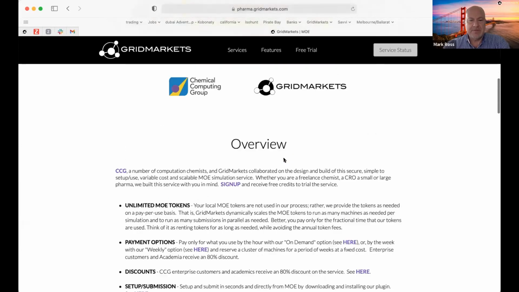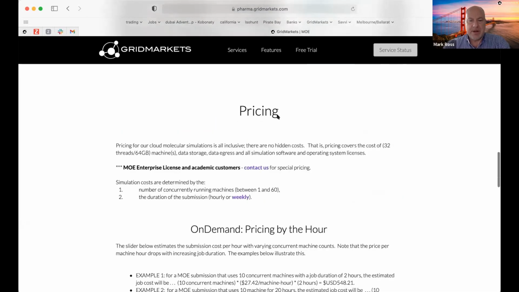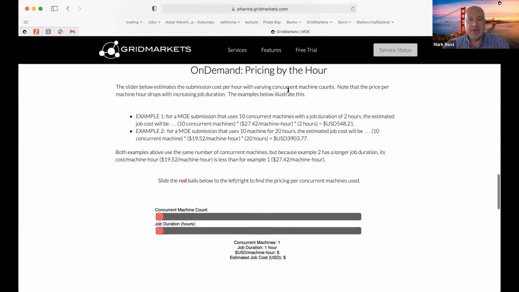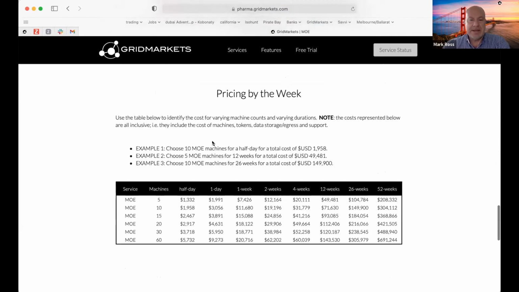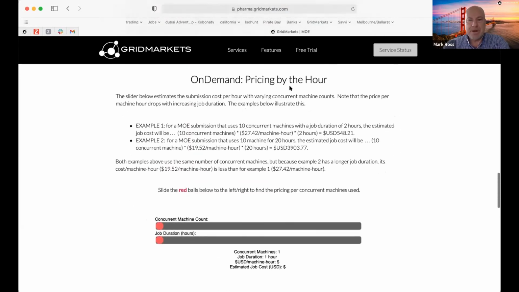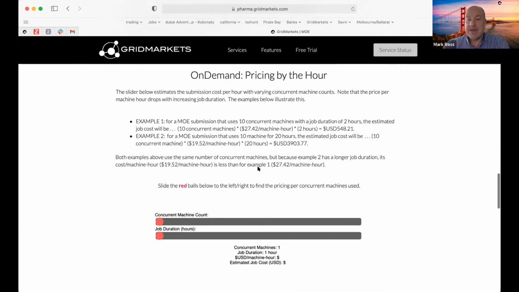If you scroll down, there's a section on pricing, and we price either by the hour, which this section describes, or by the week. It actually is less than the week. You can go down to a half-day term or a day term, and then in units of weeks. In the case of the pricing per hour, use these two sliders to estimate what your job is going to cost. So let's say, for example, you wanted to use 10 concurrent machines.